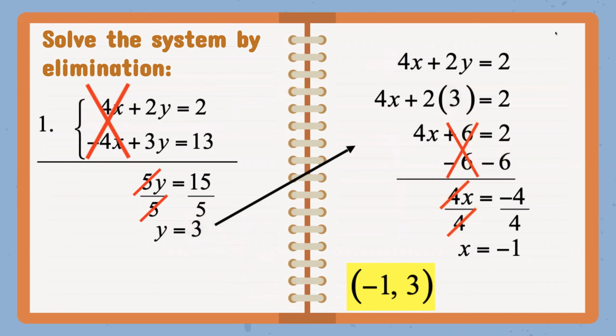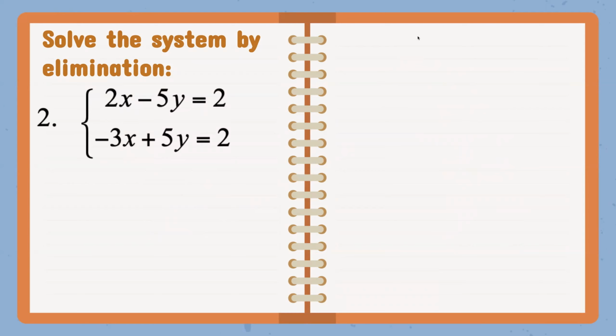Let's go ahead and try another example. Here we've got 2x minus 5y is equal to 2 and -3x plus 5y is equal to 2. First step, make sure that they are in columns, x's, y's, constants. We're good here. Next step, make sure there's an opposite. Well, 2 and -3 are not opposites, but -5 and 5 are opposites, right? So we don't have to do anything there either, which means we can just go ahead and add the two columns, right?